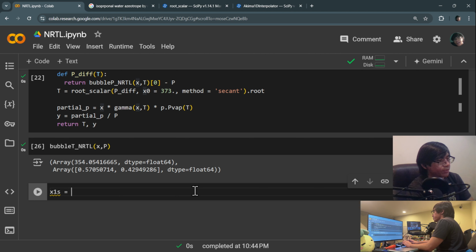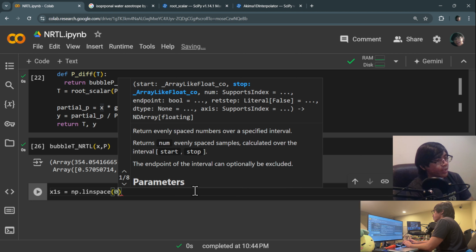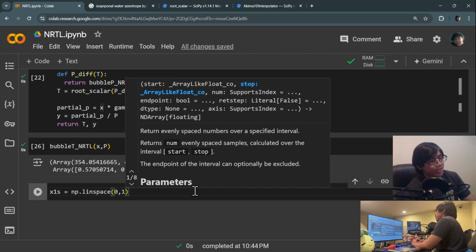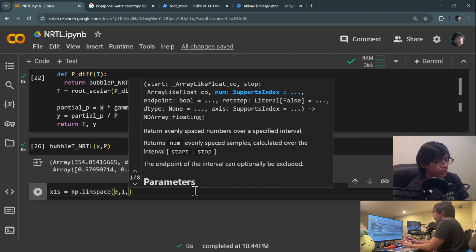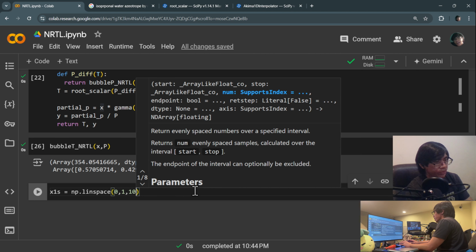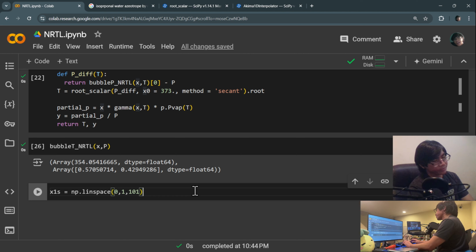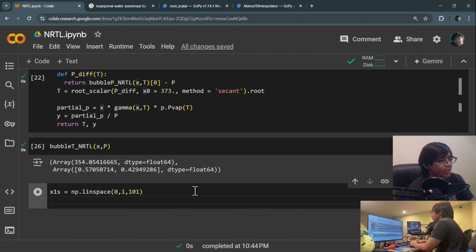So maybe something like x1s is equal to np linspace. So again, evenly spaced points between 0 and 1. I don't think that we need to make these floats. And then I'll do, since I want to include 1, 101 points. It shouldn't really make a difference if I make it bigger now. It might just take longer to run, but we'll see. Well, let's make it small. Why not?